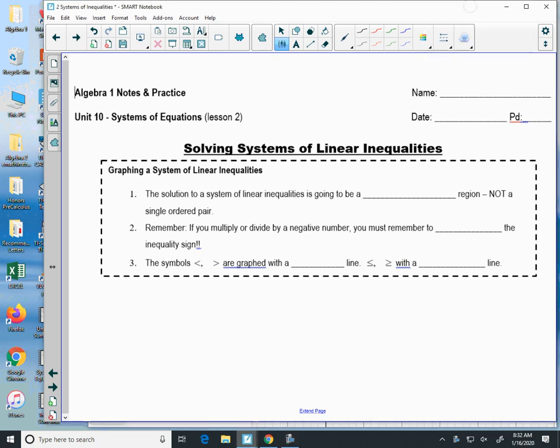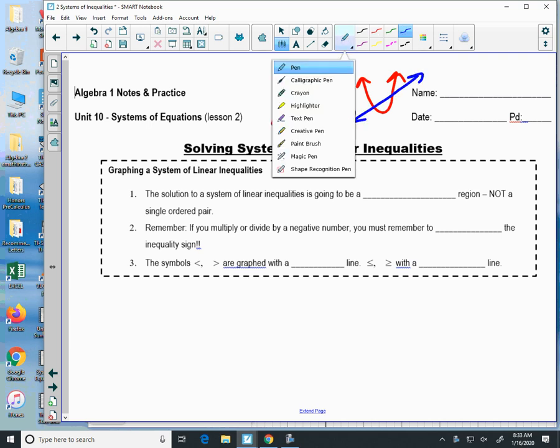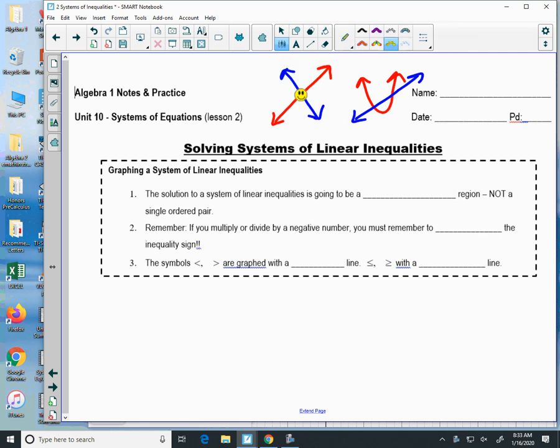Systems of equations, and when we did systems of equations, what we did was we graphed two lines, and we found that the solution to a system of equations is a point. Or if it was a parabola and a line, or a parabola or two parabolas, sometimes we had two solutions.